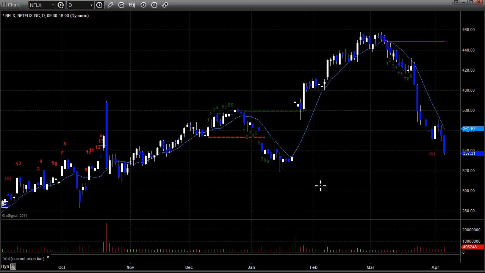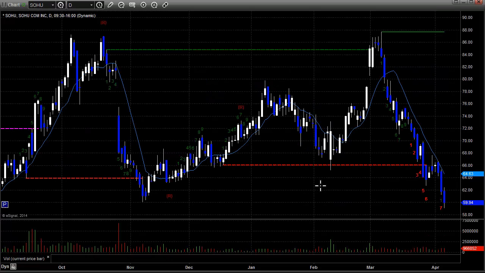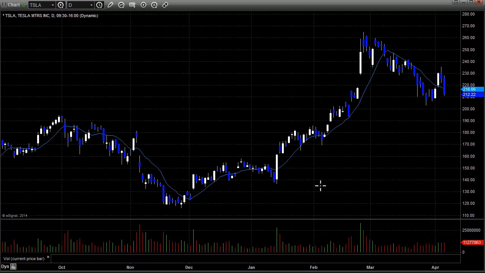Yikes. Filling that gap. Had that as a winner today as well. I'll show you the Baidu. We made some money on Baidu today. We also made some money on Sohu. This one's just ugly. Ugly, ugly, ugly. Tesla. Not as bad. Look at that red static trend line. Just stop that thing. Holding up a little bit better, I think, than the others.